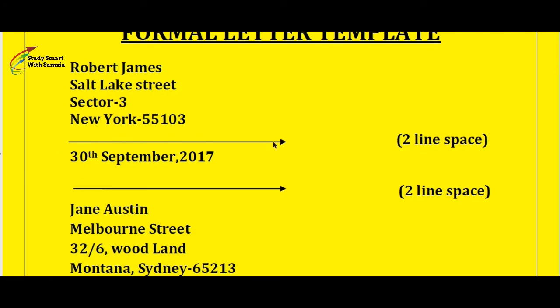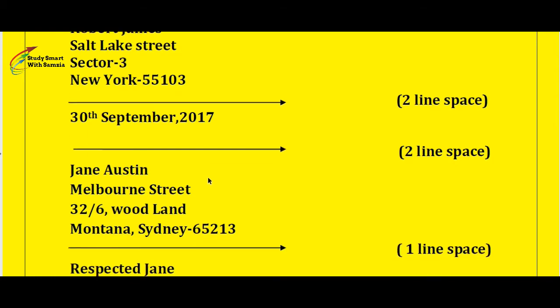The next line will come with a 2-line space. A proper gap should be given, and after giving the 2-line gap, we'll give a date here, that is 30th September 2017, as you can see I have written here. And after that again, we'll give a 2-line space.